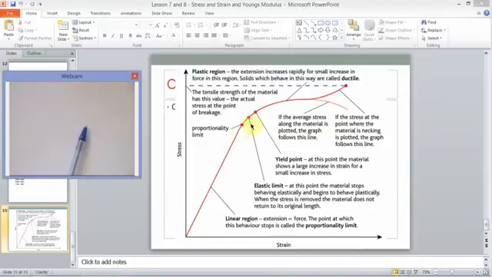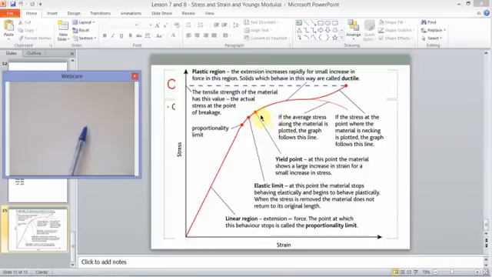At this point, extension is no longer proportional to force. Just beyond that, we have something called the elastic limit. And at that point, things no longer behave elastically. Remember, elastic deformation is where things return to their original shape. Plastic deformation is where it no longer returns to its original shape. So beyond this, it no longer behaves elastically and it starts to behave plastically.